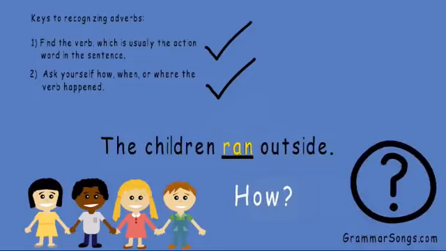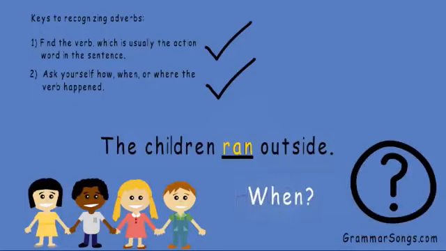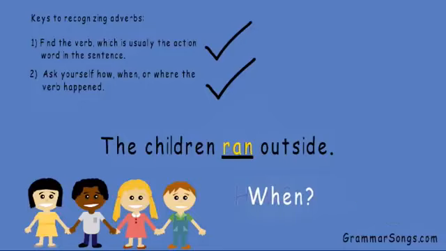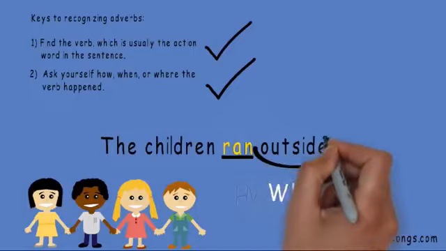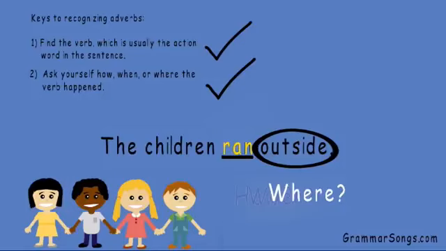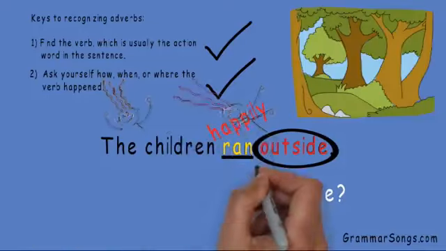Now I need to ask myself how, when, or where the verb happened. Do you see an adverb that tells how the children ran? No. Do you see an adverb that tells when the children ran? No. Do you see an adverb that tells where the children ran? Outside. The children ran outside. Outside is an adverb that tells where the children ran. And if I wanted to add another adverb, I could tell how the children ran outside. The children happily ran outside.